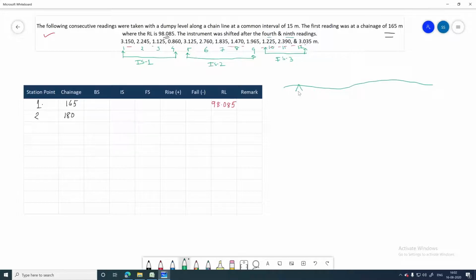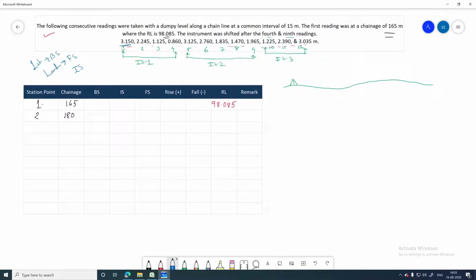suppose this is the instrument station 1. From the instrument station we have taken these 4 readings: 3.150, 2.245, 1.125 and 0.860. You already know the first reading is termed as the backside reading. The last reading from any fixed instrument station will be the foresight reading. Any readings except the backside reading or foresight reading are termed as the intermediate side reading.